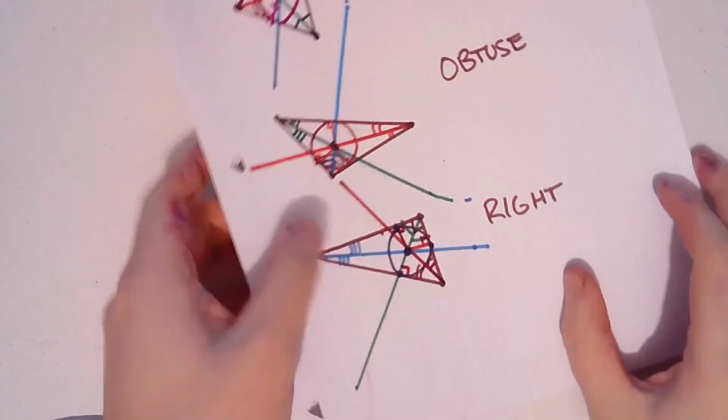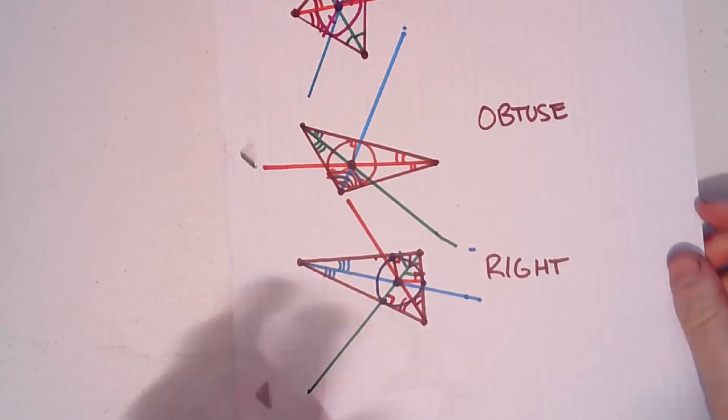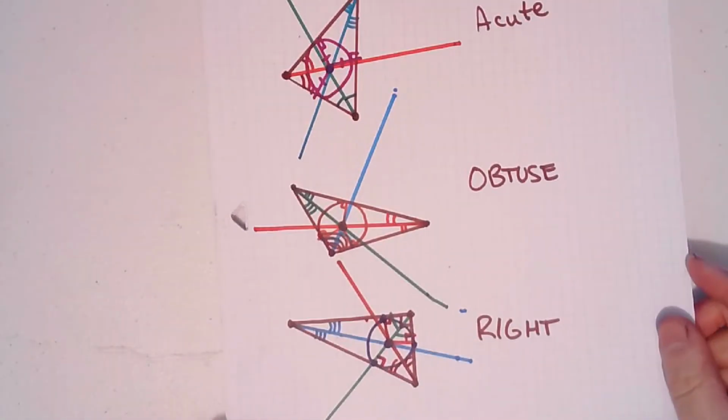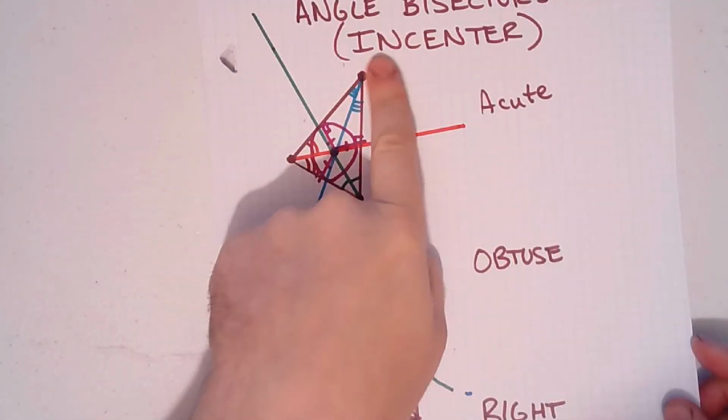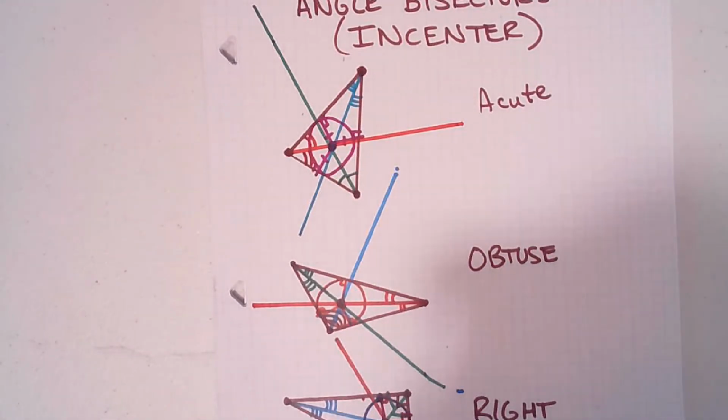So that's the incenter of a triangle. It's at the intersection of the angle bisectors. It is always on the inside because it is the center of a circle inside the triangle. Inside, in. So that's our video on incenters. We'll have more on that later with some examples.